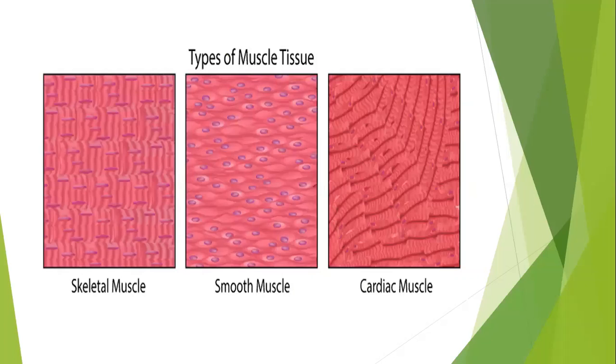So this is how their muscle tissues look like. If you notice the striated ones, like the skeletal muscles over here, there's striations. And this is the cardiac muscles. And you see the smooth muscle. So that's how they look like.